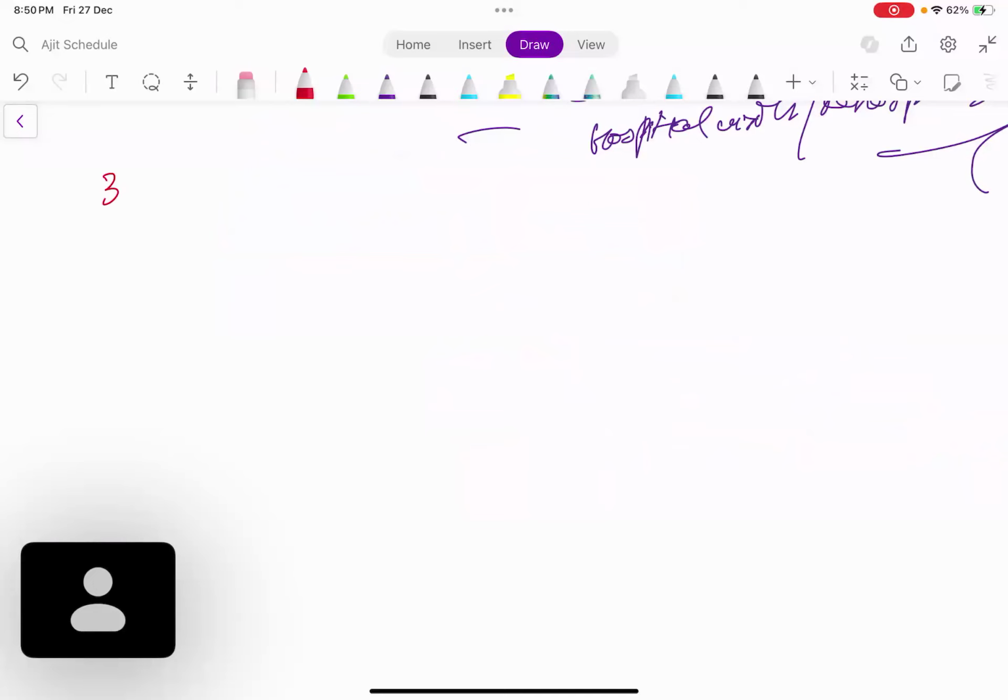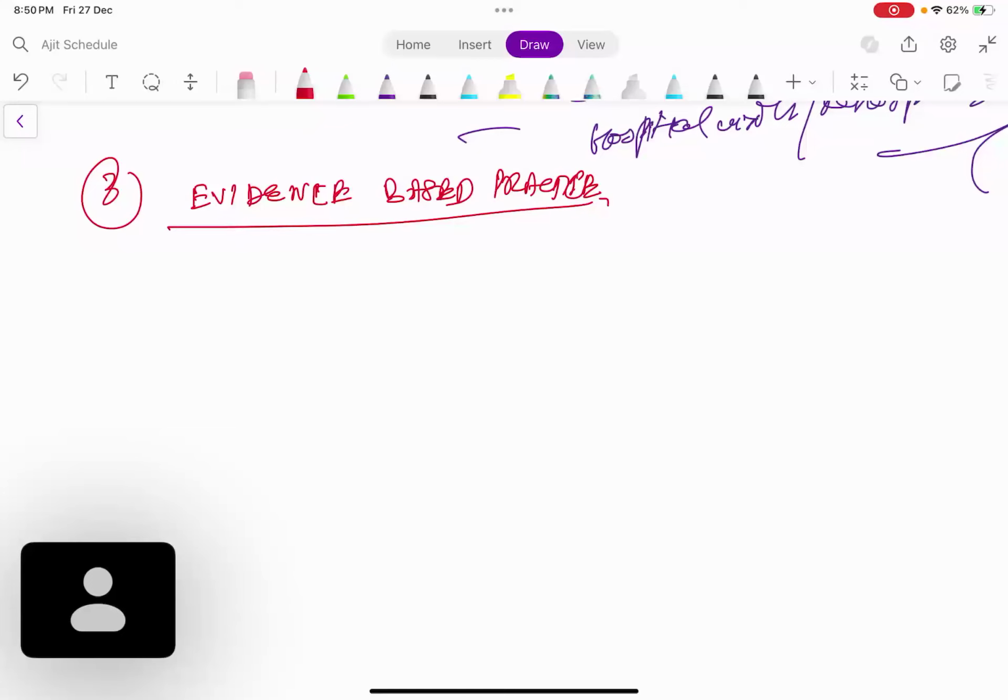The third domain I was talking about, after these things, is evidence based practice. What is evidence based practice? Tell me, suppose I'm planning a study on the efficacy of direct oral anticoagulants versus warfarin in preventing stroke in atrial fibrillation patients.